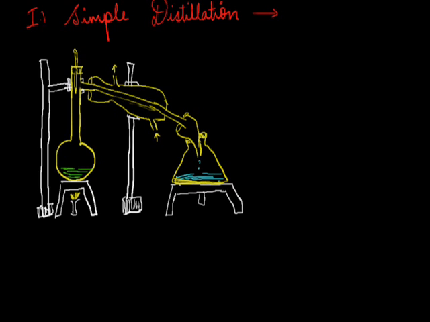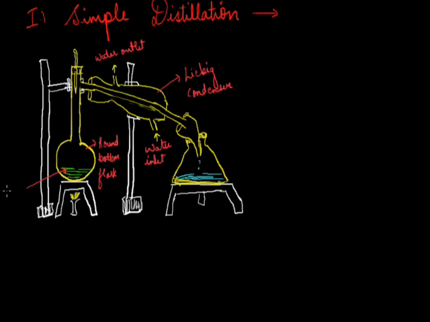This is the arrangement of the apparatus in the process of simple distillation. Now we will name these apparatus. This is the round bottom flask. This is a condenser and it is a Liebig condenser. Here, where I have shown the arrow, is the water outlet, where the water comes out, and this is the water inlet.